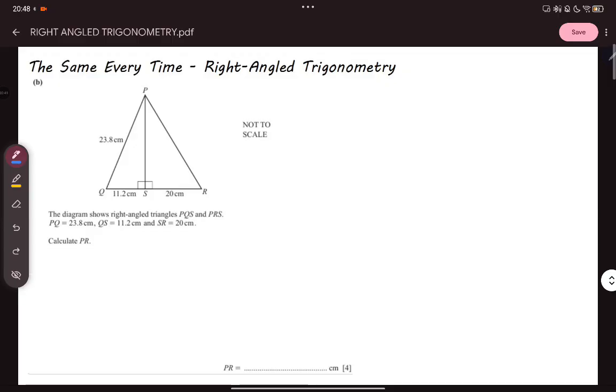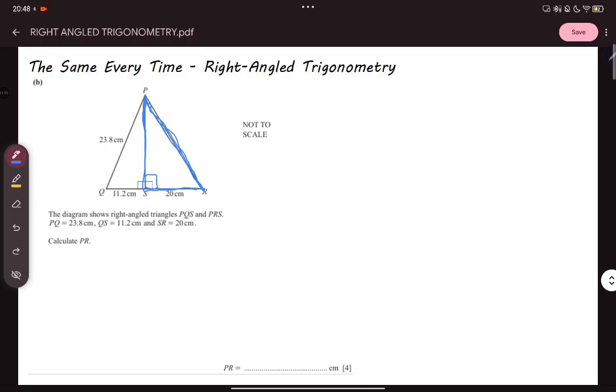So the diagram shows right-angled triangles, PQS and PRS, so we have two right-angled triangles, and they tell us everything in the words that's in the picture, don't they? So P to Q, Q to S, and S to R, and they want us to calculate P to R. So in the end, what they want us to do is calculate the length of that side from P to R, and we are going to have to use a right-angled triangle. So this right-angled triangle just here.